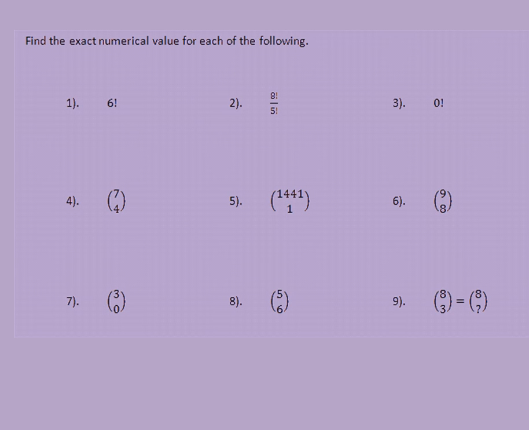We are reviewing for your accounting principles test coming up, and what we're looking for first is just answering these questions based on numerical values. 6 factorial means 6 times 5 times 4 times 3 times 2 times 1, which is 720.